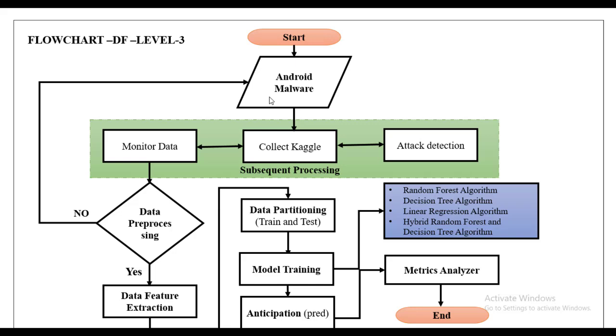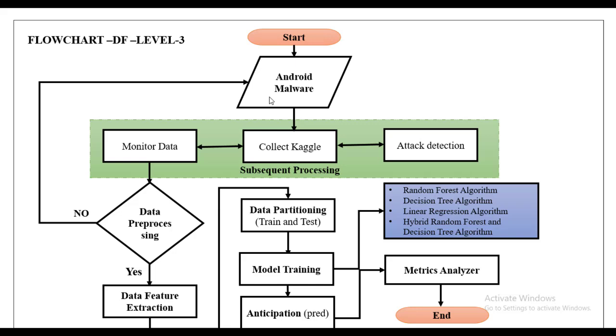Next is data pre-processing, where we apply three steps: one is handling missing values, another is label encoding, and after that the normalization part. Next we move on to the feature extraction part and then the data splitting process. We use 80% for training and 20% for testing, with the machine learning as well as the CNN algorithm. After model training comes prediction, where we enter the Android malware categories.